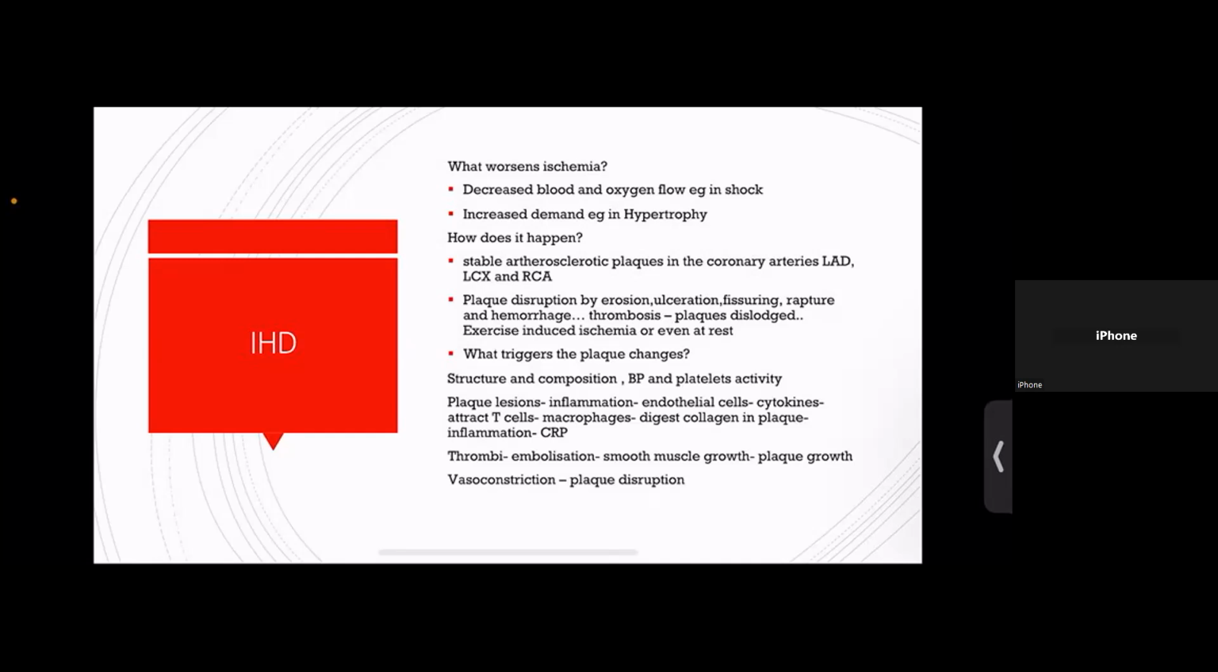Okay. So what leads to these plaques getting dislodged? Or what leads to these erosions and ulcerations? Some of the triggers are the structure and the composition of the plaque, the blood pressure, and the platelet activity, because remember, we are having thrombosis and hemorrhage. So the platelets have a role to play, okay? The blood pressure is going to lead to erosions.